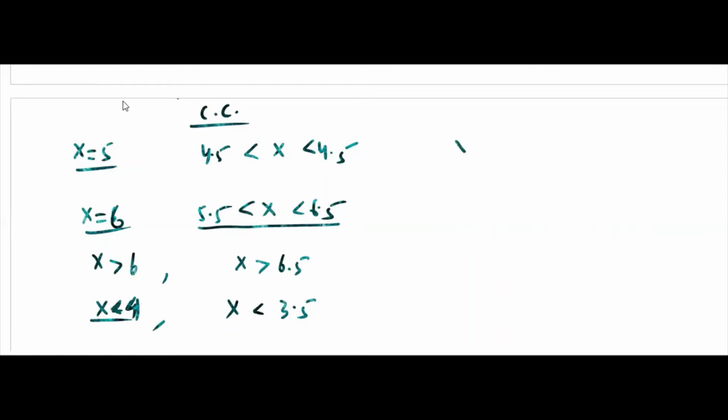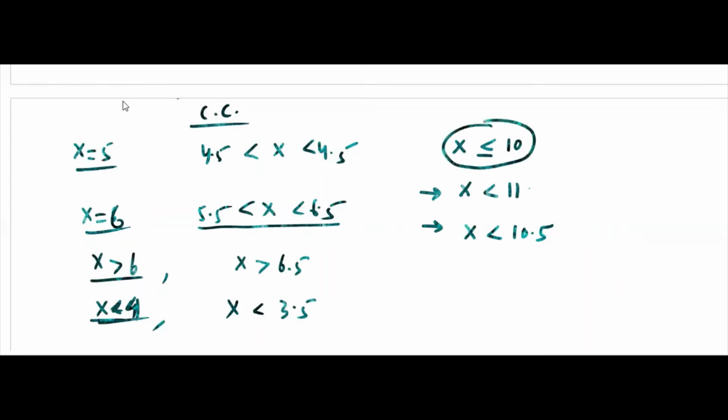Similarly, if I write x less than or equal to 10, suppose, then you have to write x less than 11. Then you have to apply continuity correction, because this is discrete. Then you need to write x less than 10.5, because 11 already took 10.5 to 11.5. So in most of the cases you will get it this way. However, if you get it this way, then you have to apply continuity correction, and you will get this one. Okay? Once again, sir.